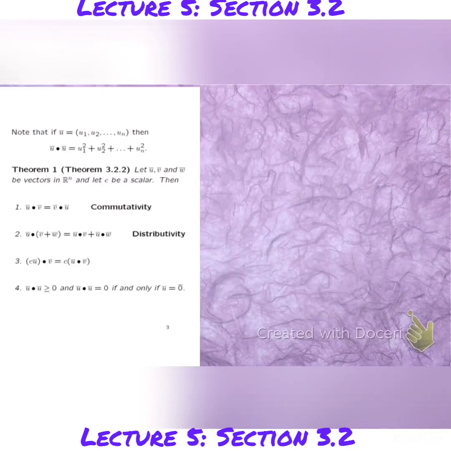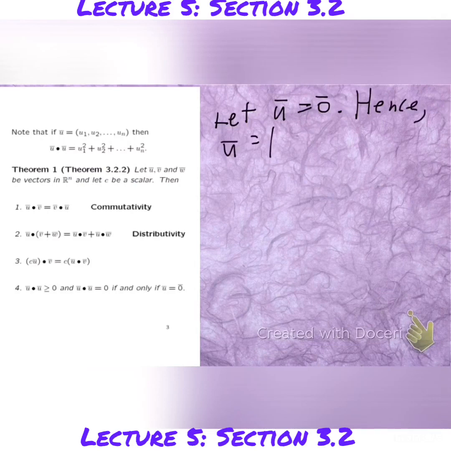Proving from right to left is a straightforward exercise. We're going to let u bar be 0 bar, meaning that u is the zero vector. We have that each component of u is zero.